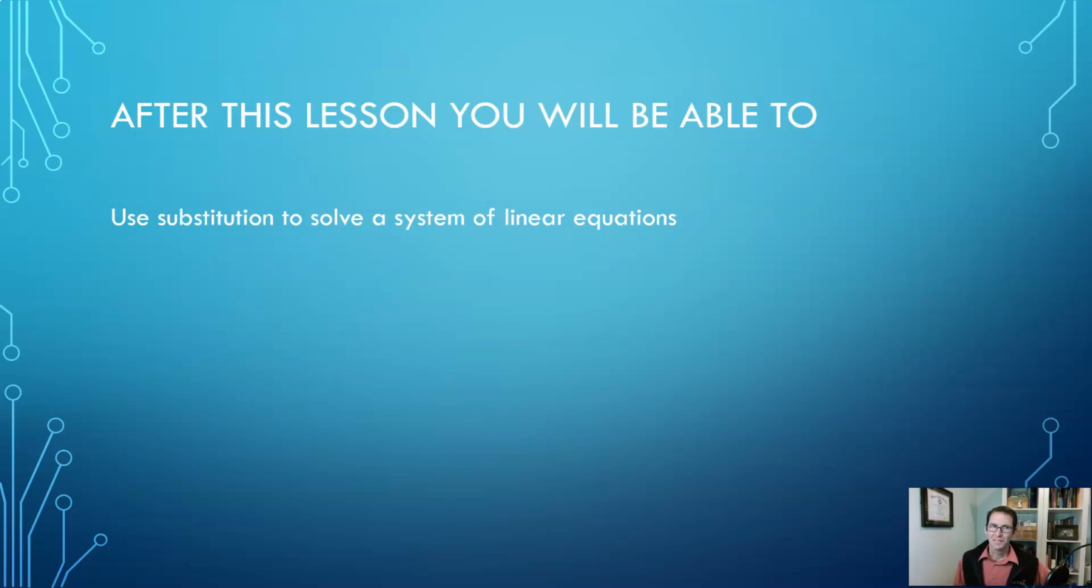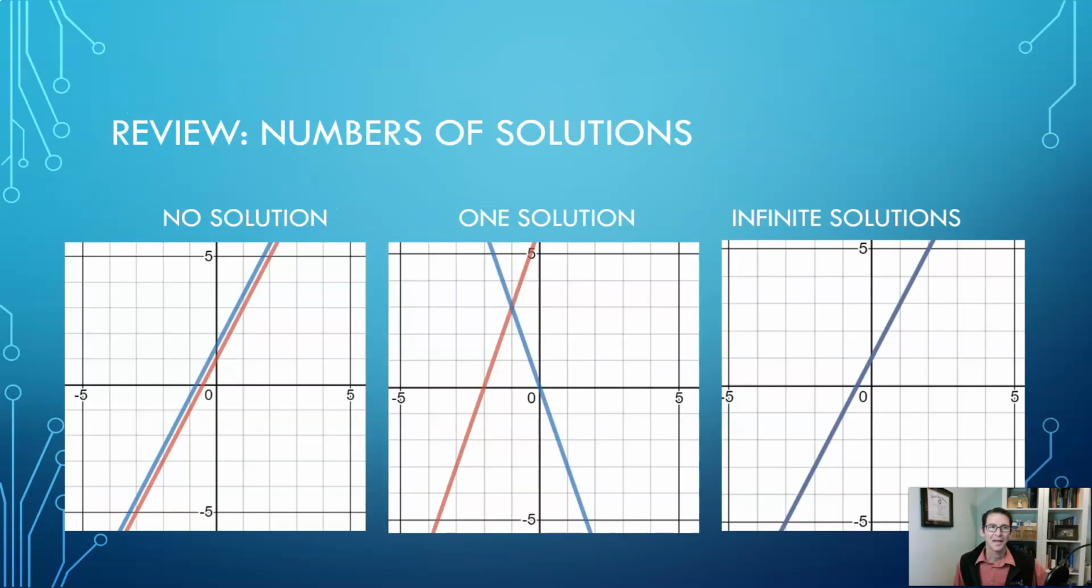After this lesson, I want you to be able to use substitution to solve a system of two equations with two unknown variables. Now to build onto this, let's back up a little bit and take a look at some work you did a couple years ago.